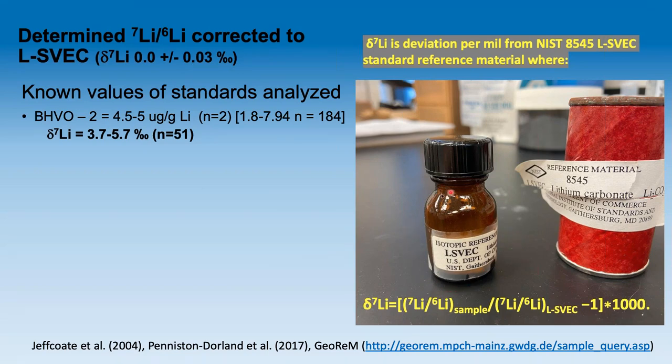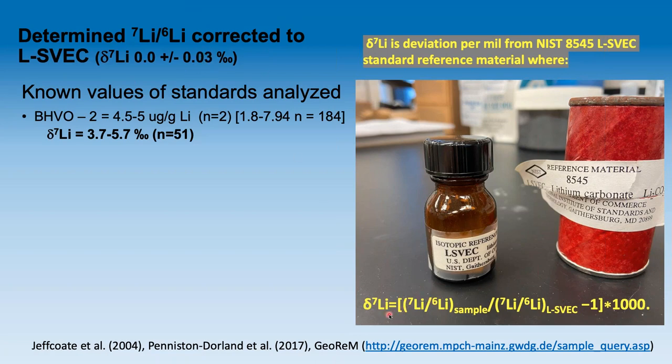So we determined everything to this LSFAC. LSFAC is a lithium carbonate, and it has an isotopic value, del lithium, of 0. Boy, we're geologists. I told you, math and conversions, not our thing. So wherever possible, we set everything to 0 or to 1. So the standard LSFAC is definitely set to 0, plus or minus about 0.03 per mil. We'll see how that's analyzed.